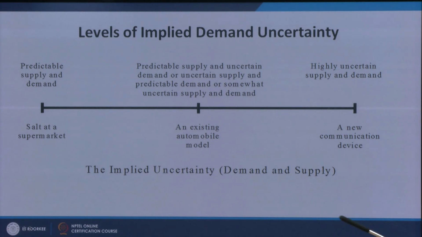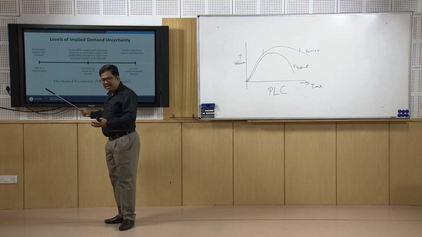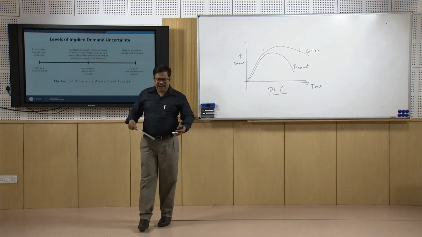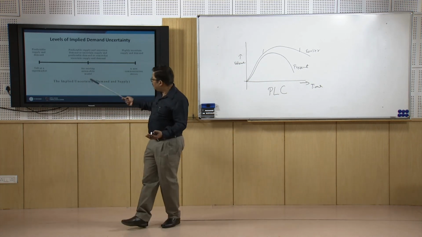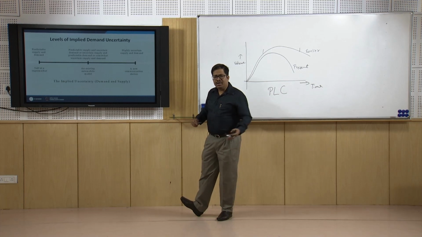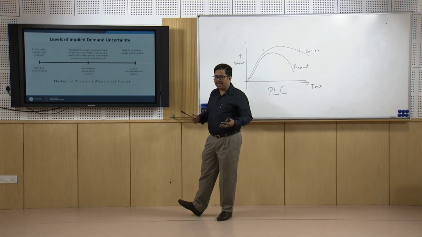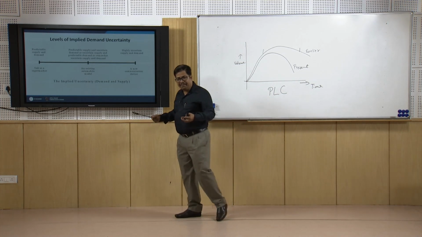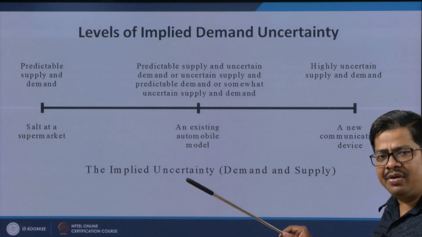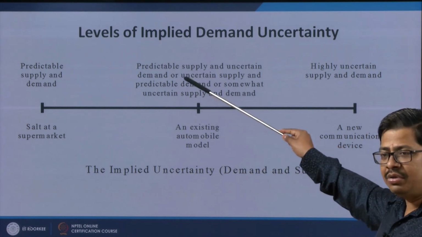So, you have possible combinations of uncertainties and predictabilities of supply and demand, and therefore some routine kind of models. Take the example of Scorpio, Alto, WagonR, or the CD100 motorcycle of Hero. These types of examples can fit in at this place, where you have some existing routine model which is already popular in the market.